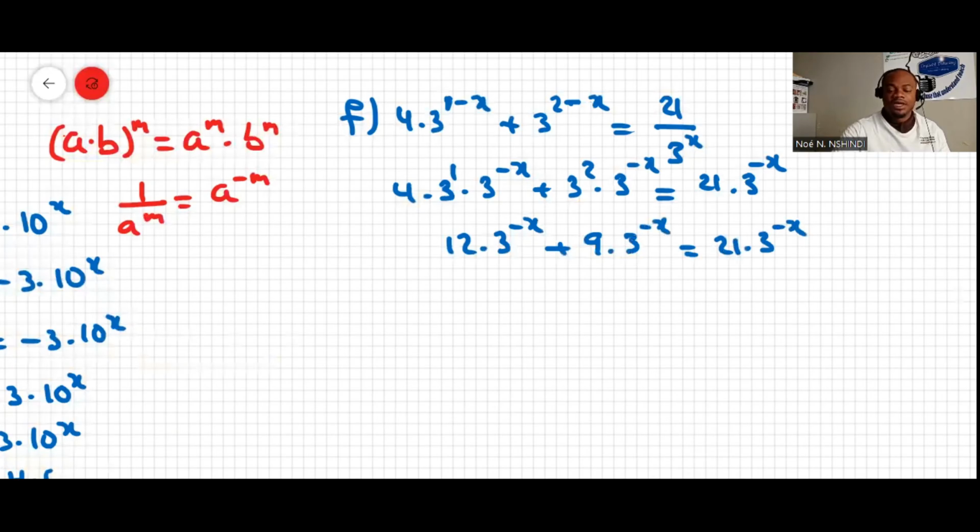Now 12 plus 9, as I was saying, we have this and we have that. Think of that as a variable, we can call that variable n. It's like having 12n plus 9n, and this is equal to 21n. So we're going to say 21n, but we're going to say times 3 to the negative x equal to 21 times 3 to the negative x. Done.